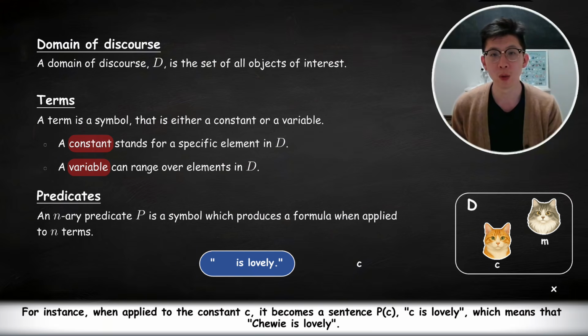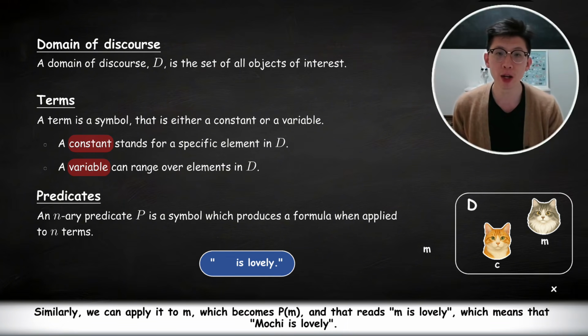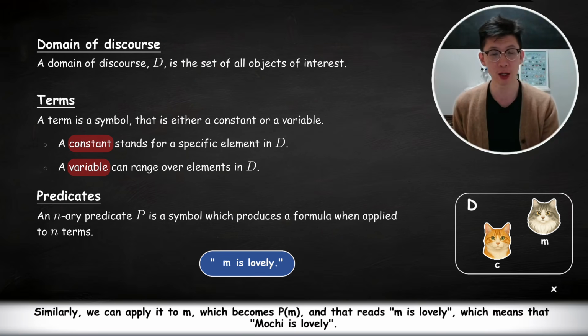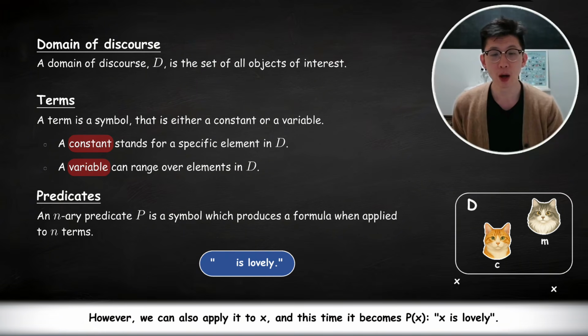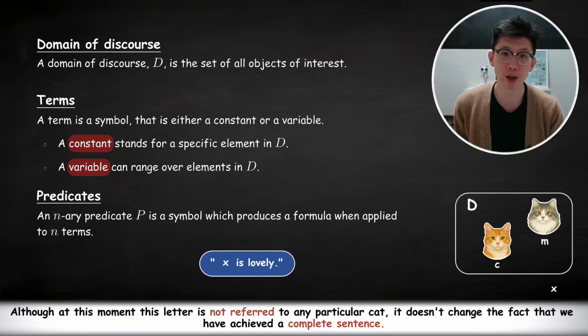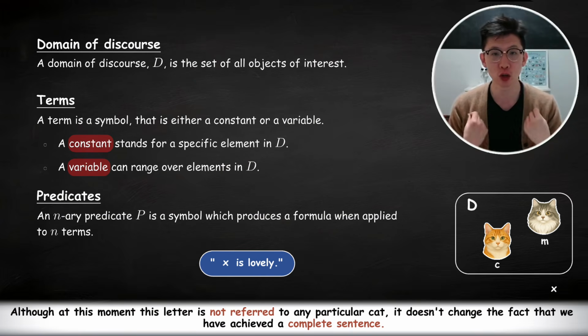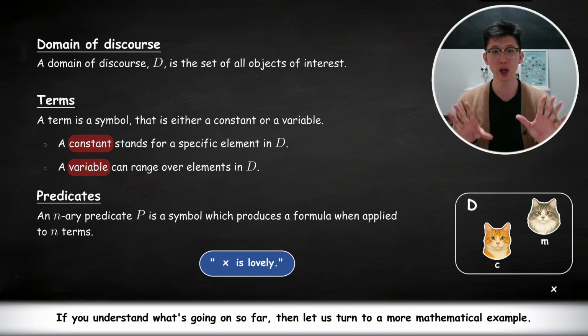For instance, when applied to the constant c, it becomes a sentence, Pc, which means that Chui is lovely. Similarly, we can apply it to m, which becomes Pm, and that reads "m is lovely," which means Mochi is lovely. However, we can also apply it to x, and this time it becomes "x is lovely." Although at this moment this letter is not referred to any particular cat, it doesn't change the fact that we have achieved a complete sentence. If you understand what's going on so far, then let us turn to a more mathematical example.